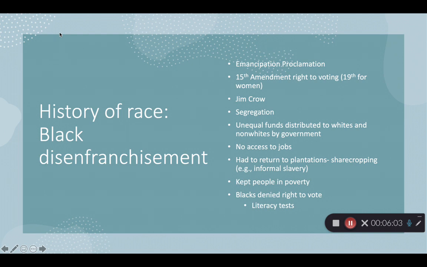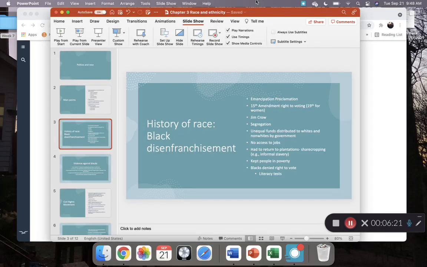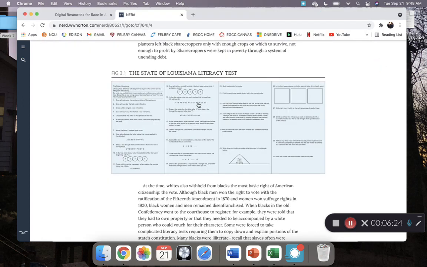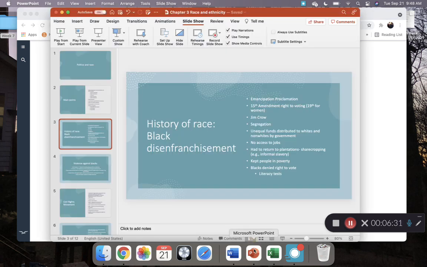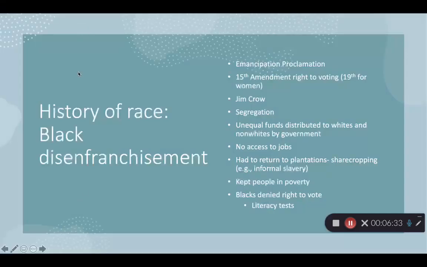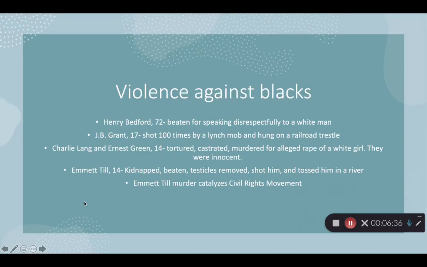So again, these are all the mechanisms by which white males or European males were able to oppress entire groups of people, including socially constructed racial groups, ethnic groups, and females in the lower classes. Okay? Just really quick, your book does have an example of the literacy test. So here's the example of the Louisiana literacy test. Make sure you guys look at some of these pictures in the book. I'm going to show a couple because they're really powerful, just to give you an idea of what is going on there. Okay? So, violence against blacks.